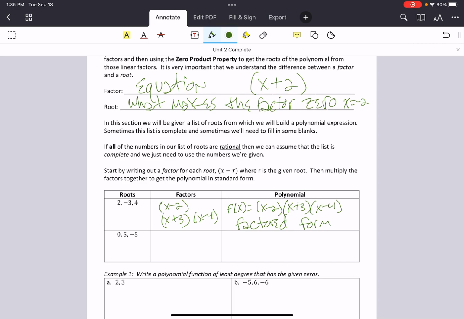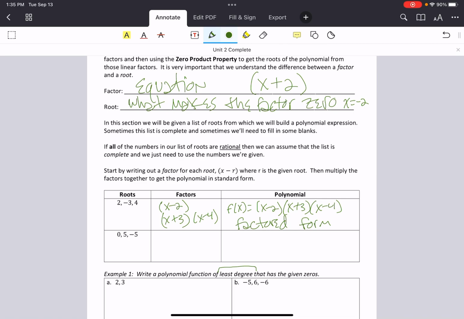Now, you're going to see this phrase a lot in this lesson where it says of least degree. What that means is, when I'm giving you a list of roots, some of them could have multiplicity that are bigger, right? Or it doesn't say these are the only roots. So I'm saying at minimum, I know because there were 3 roots, the least degree it could be is 3. It couldn't be a quadratic if I have 3 roots, right?